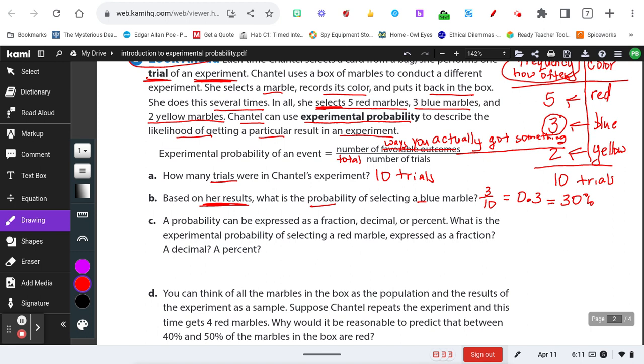All right, and it goes on to say that on C, a probability can be expressed as a fraction, decimal, or percent. We talked about that yesterday. What is the experimental probability of selecting a red expressed as a fraction, a decimal, and a percent? Okay, let's do red this time. Well, she selected a red 5 times. So that would be 5 out of 10. 5 out of 10, you probably won't see on the ACAP test, but you will see 1/2. Because if you skip count by 5s, it takes you 1 time to get to a 5 and twice to get to a 10. Now, 1/2 is the same as 0.5 as a decimal, or 50%. Half, guys.